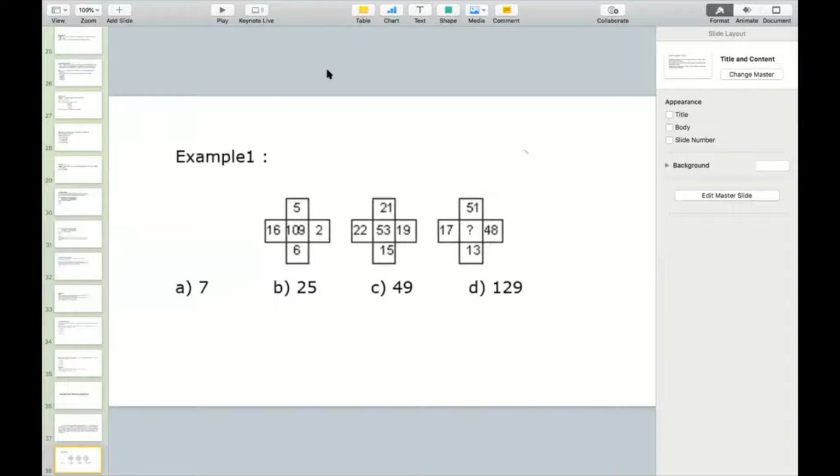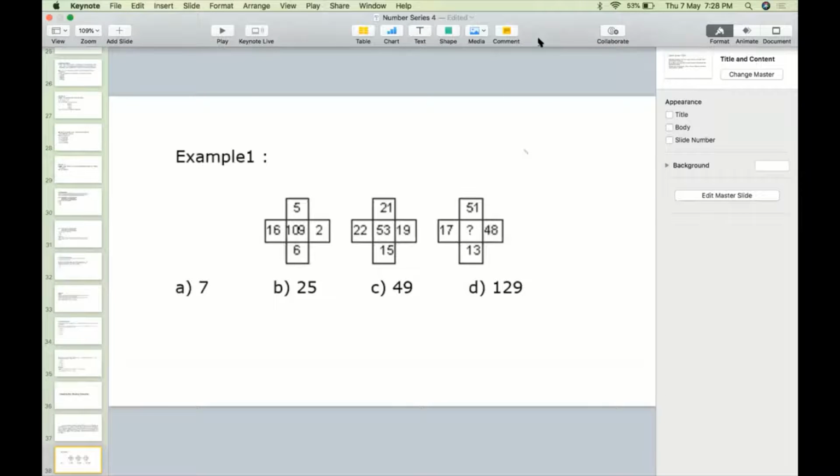Now this example is slightly difficult. I should have taken an easier example as it's example number 1, but it's okay. So what you could have done is try to look at the number in the middle. It is 109. First of all, you would have tried to figure out how you will use 16, 6, 5 and 2 to get the number in the middle, right?